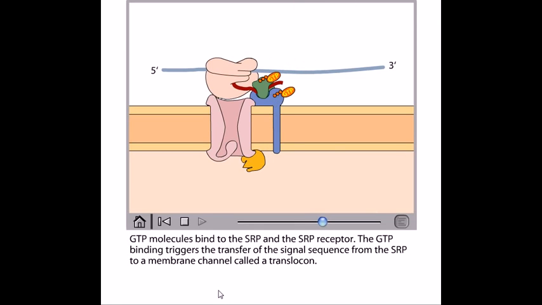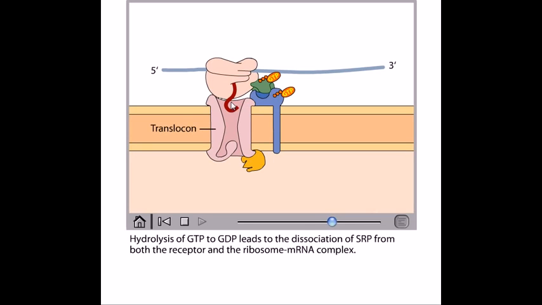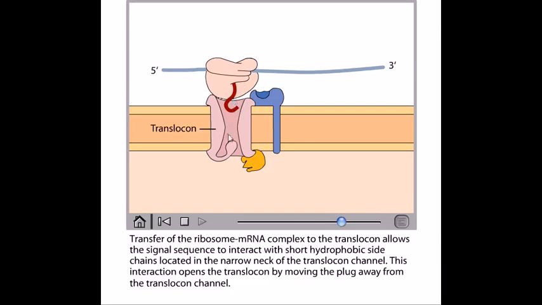Now a GTP molecule binds with the SRP and the SRP receptor, and the GTP-bound state targets the transfer of the signal sequence from the SRP to the membrane channel, which is called the translocon. Hydrolysis of GTP to GDP leads to the dissociation of the SRP from both the receptor and the ribosome-mRNA complex, and only the protein remains.